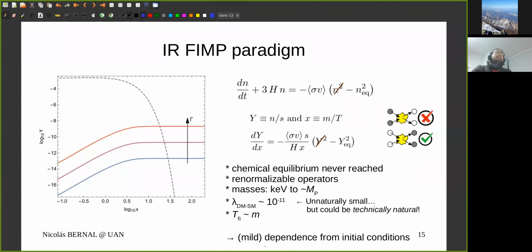Another comment is that people can complain that these kinds of couplings are unnaturally small, because you would naively expect order 1 couplings. However, in some models, this could be technically natural. Yes, so I think that's important to say. So they're very small, but at least they could be technically natural in some models. Okay, this corresponds to the infrared freezing.